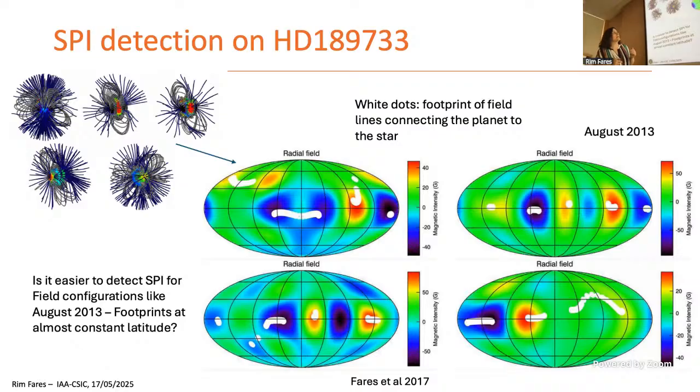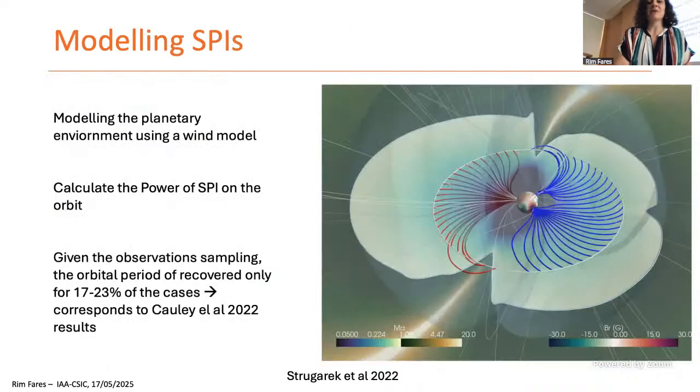This one is moving at 11 days and so on. This is a possibility, but we are still trying to explore it. The other thing that was done with my collaborator, Antoine Strugarek, in 2022, he also has a wind modeling, and he took actually the map of HD 189 for August 2013, only one epoch, and he calculated the field line. What you have here is the Alfvén surface, but I will not bore you with the details.